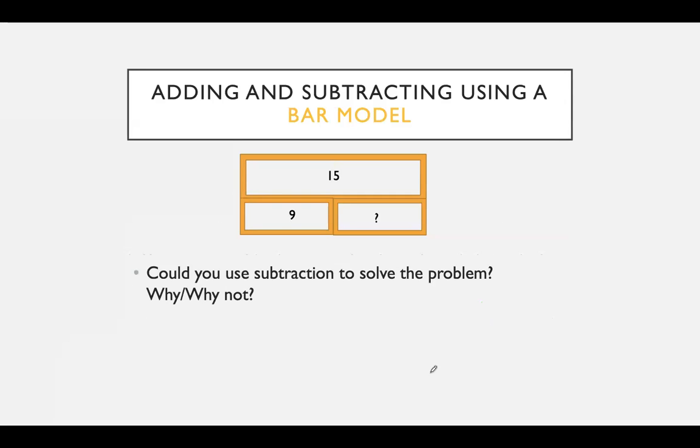So when we're adding and subtracting using a bar model, could we use subtraction to solve the problem? Why or why not? Think of a bar model like a number bond. All right, I want to know what you guys think. Explain your thinking if we can use a subtraction to solve the problem.